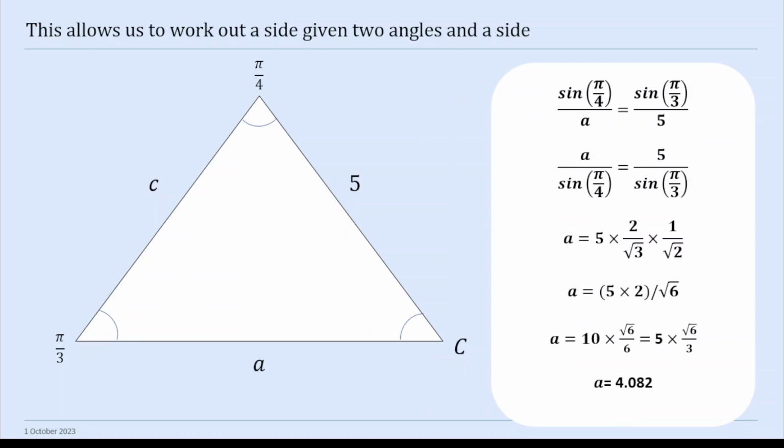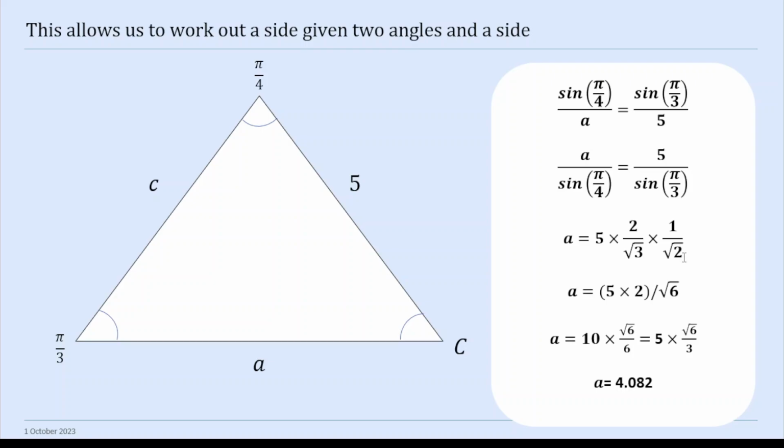So this allows us to work out a side given two angles and a side. So in this case, we've got the two angles, pi over 4 and pi over 3, and then the side is 5. So we know that sine pi over 4 over a equals sine pi over 3 over 5. So sine pi over 4 is 1 over root 2, and sine pi over 3 is root 3 over 2. So what this allows us to do is multiply both sides by 1 over root 2, and then take the reciprocal of root 3 over 2, that's 2 over root 3. So then a equals 5 times 2 over root 3 times 1 over root 2.